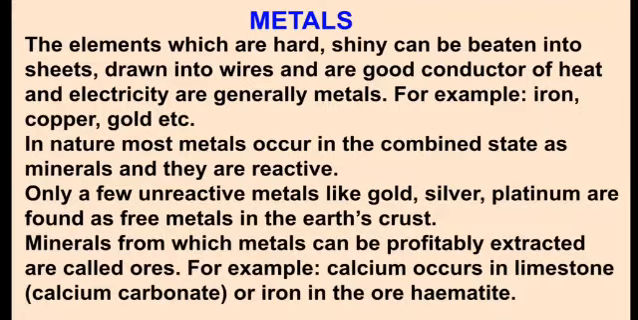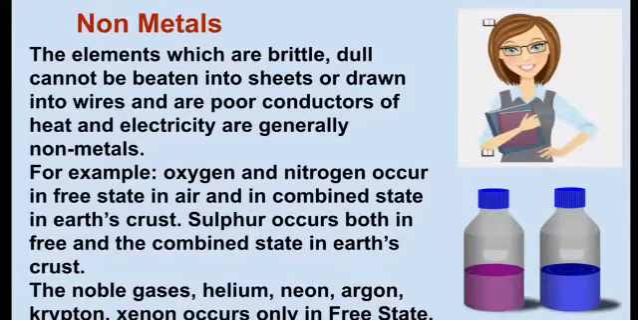Now we'll study non-metals. Non-metals have qualities just opposite to metals. The elements which are brittle, dull, cannot be beaten into sheets or drawn into wires and are poor conductors of heat and electricity are called non-metals, okay? It is brittle. Brittle means it can break very easily and it is not shiny like metals. It is very dull. It cannot be beaten into sheets or drawn into wires, and they are very poor conductors of heat and electricity.